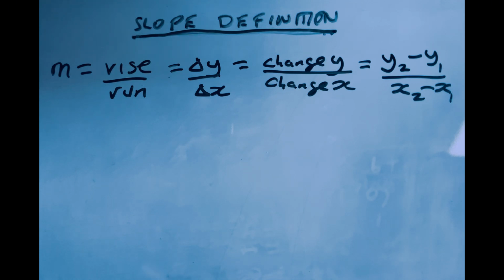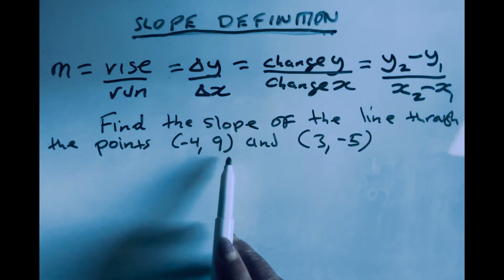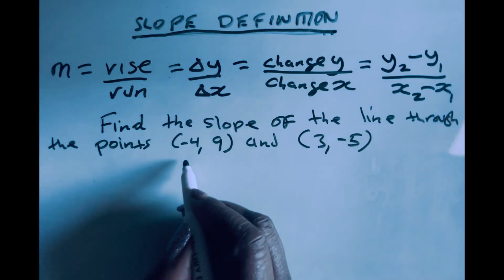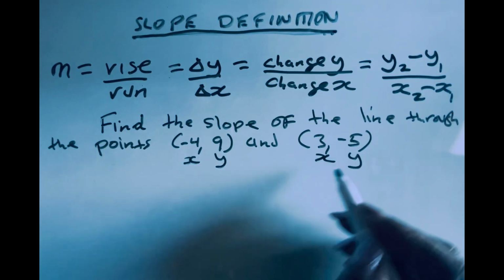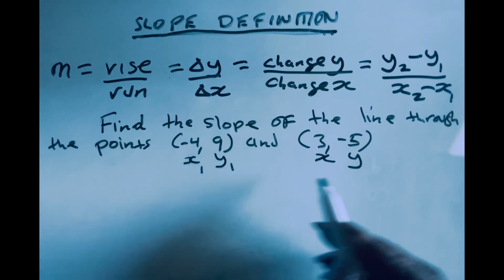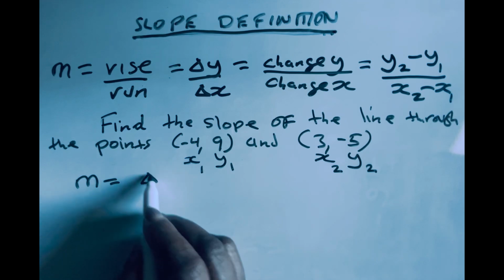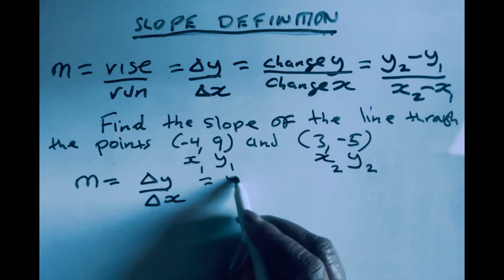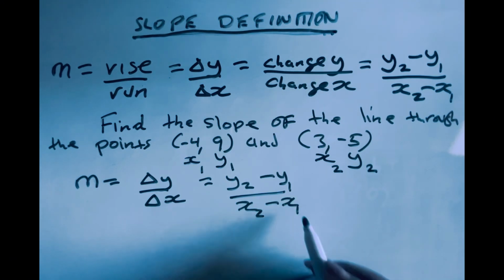So let's do an example. Let's find the slope of the line through the points -4, 9 and 3, -5. First we're going to label these points. Remember, they are labeled as xy, xy. So we're going to say this is x1, y1, x2, y2. Then we're going to use our formula for slope, which is change in y over change in x, delta y over delta x, or y2 minus y1 over x2 minus x1.